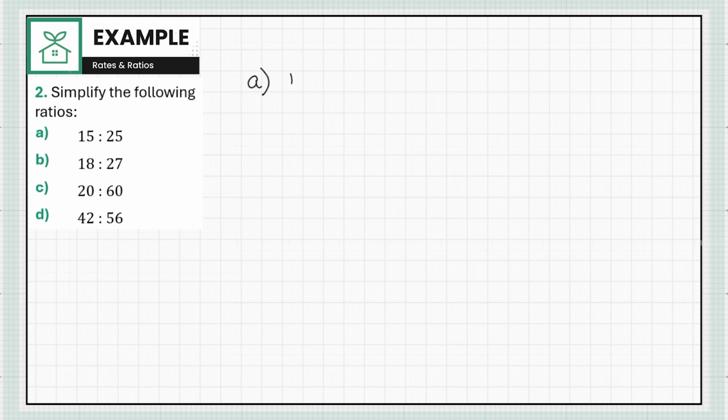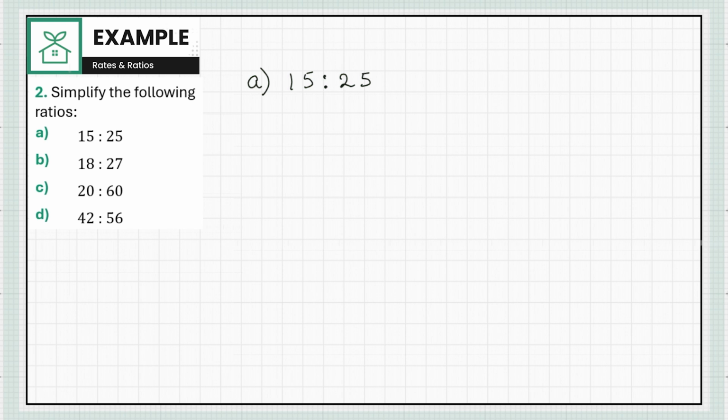So our first one that we need to simplify is 15 to 25. Now, when we're simplifying and ultimately trying to reduce these quantities, we need to find our common factors and divide both sides of this ratio by that common factor. And to do this in a single step, we're going to look for our highest common factor.